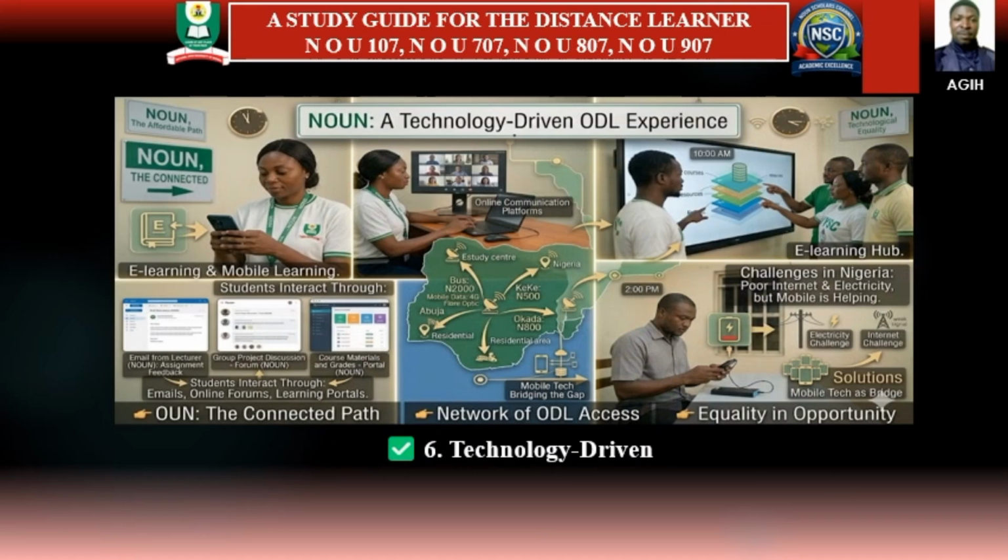The sixth important feature of open and distance learning is that it is technology driven. Open and distance learning is heavily supported by technology. We are talking about e-learning, mobile learning, that is using your smartphone, and online communication platforms wherein students interact through emails, online forums, and learning portals. Now, in Nigeria, we still face challenges like poor internet and electricity, but mobile technology is helping to bridge that gap.